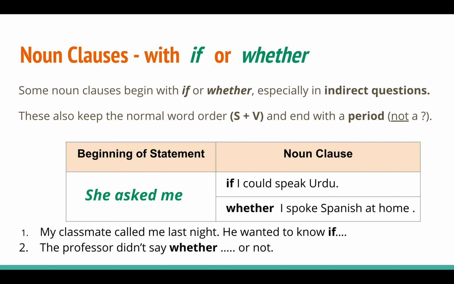So one answer could be, for number one, my classmate called me last night. He wanted to know if I took notes during class, because he missed class. So if I took, subject and verb. Number two, the professor didn't say whether we would have a quiz or not on Friday. So again, we is the subject, would have are the verbs there. So those are just a couple of quick examples.